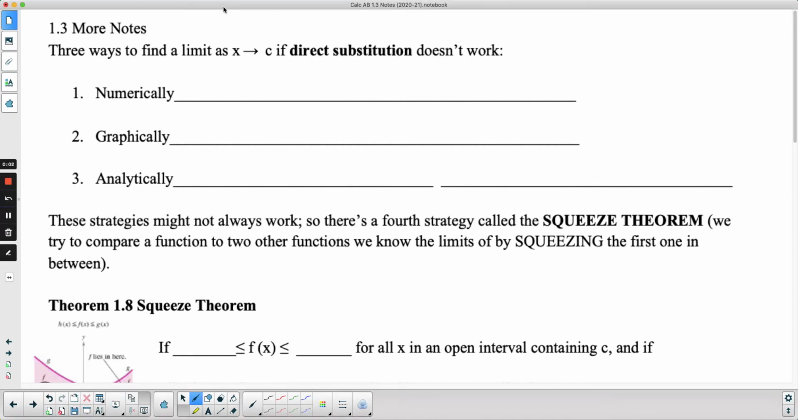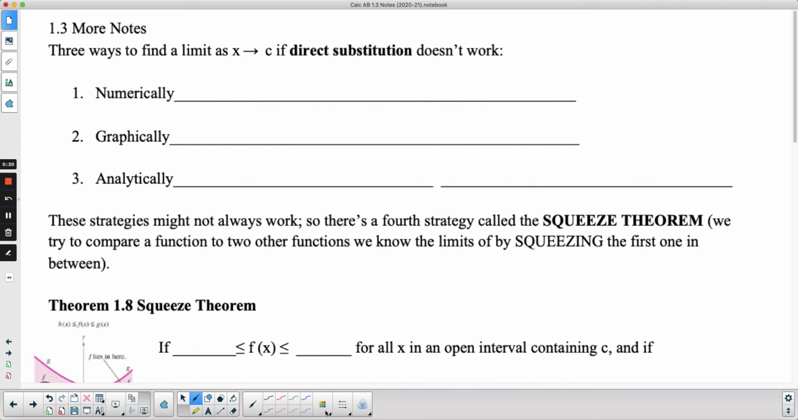Welcome back to the second part of 1.3. So just to recap, we've looked at three ways now to find a limit as x approaches c, and this is if direct substitution doesn't work. These might be three ways that you can revert to try and help you out.